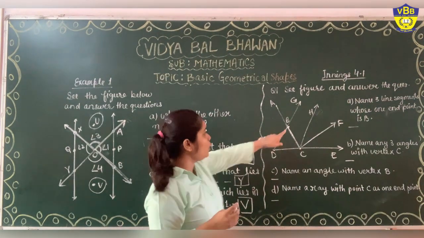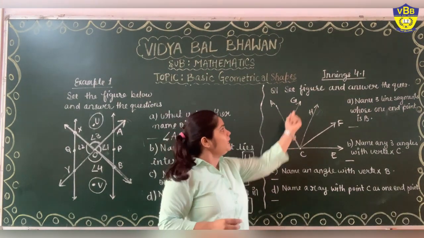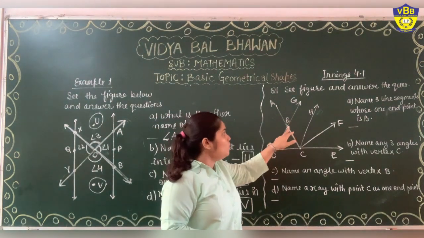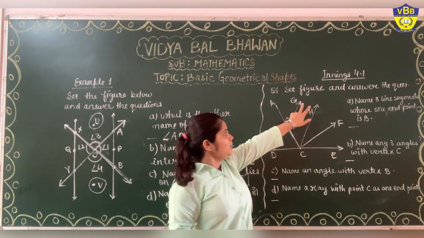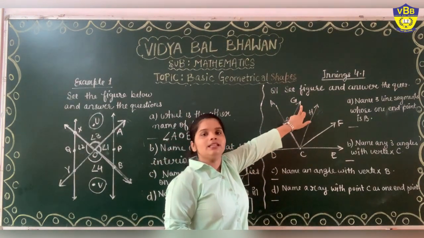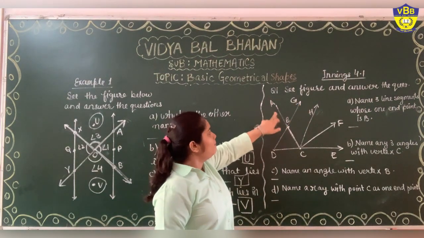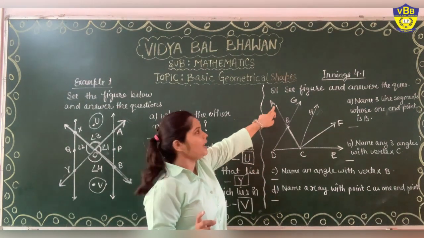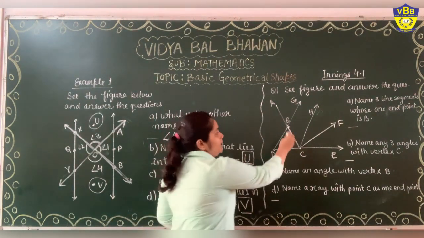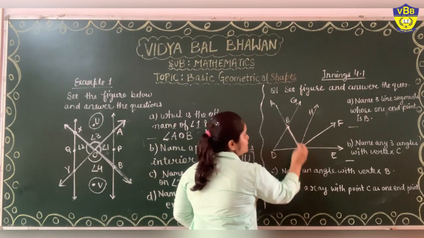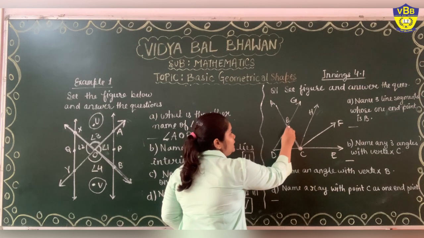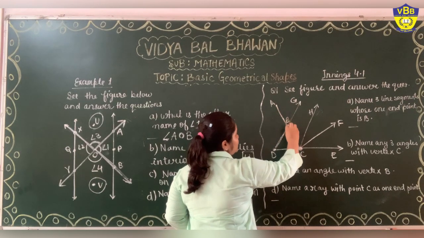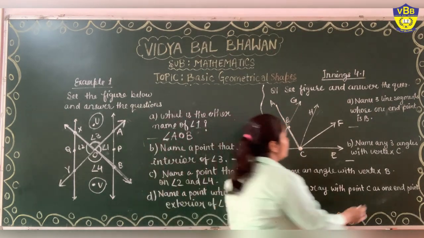Why BA and not BG? Because BG is not a line segment, it is a ray. One endpoint is there, but on the other side it is an arrow, that means it can be extended. BA is not represented by an arrow on the A side. So, BC is a line segment starting from B. BD is another line segment starting from B. And BA is the third line segment starting from B.